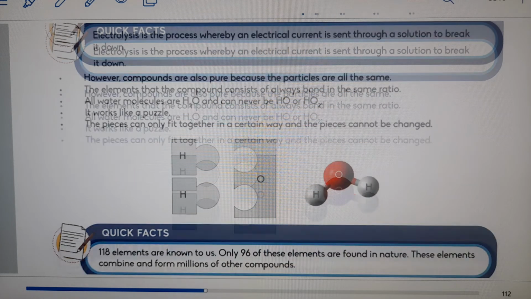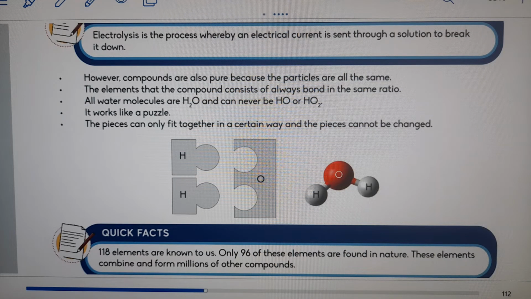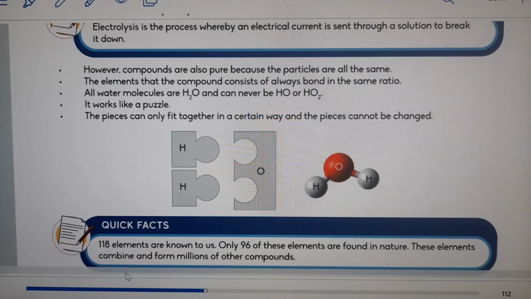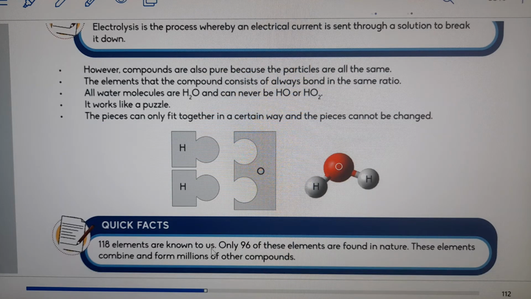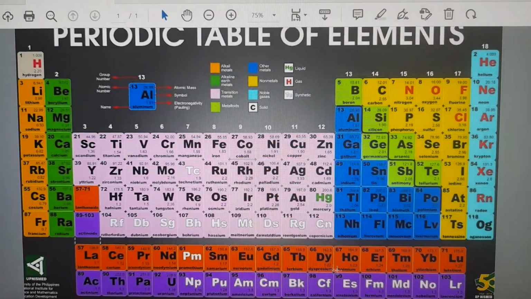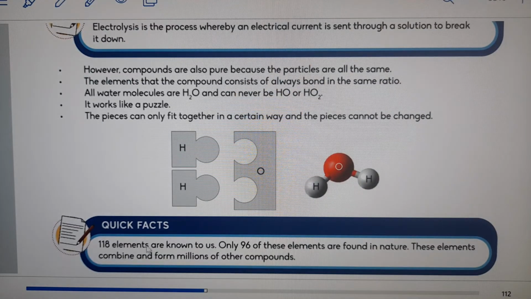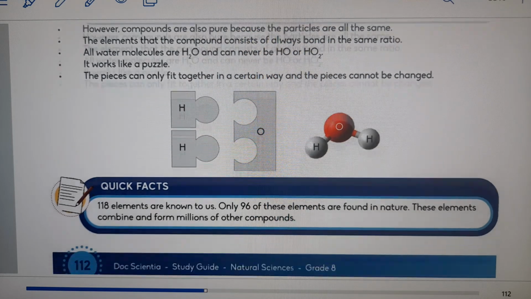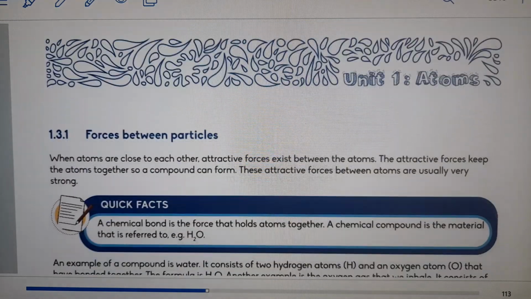Let's look at the quick facts there. They say 118 elements are known to us. Only 96 of these elements are found in nature. Let's see in the periodic table how many we have. We have 103 here in the periodic table. They say 118 elements are known to us and only 96 of these are found in nature. These elements combine and form millions of other compounds. So elements are building blocks for compounds.